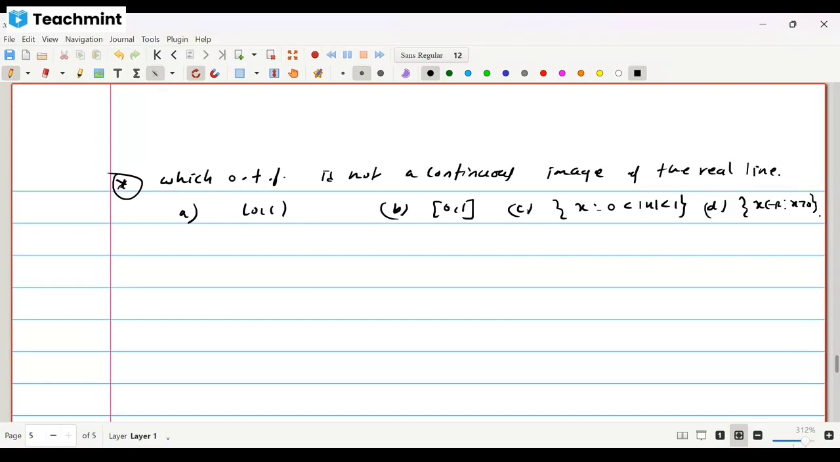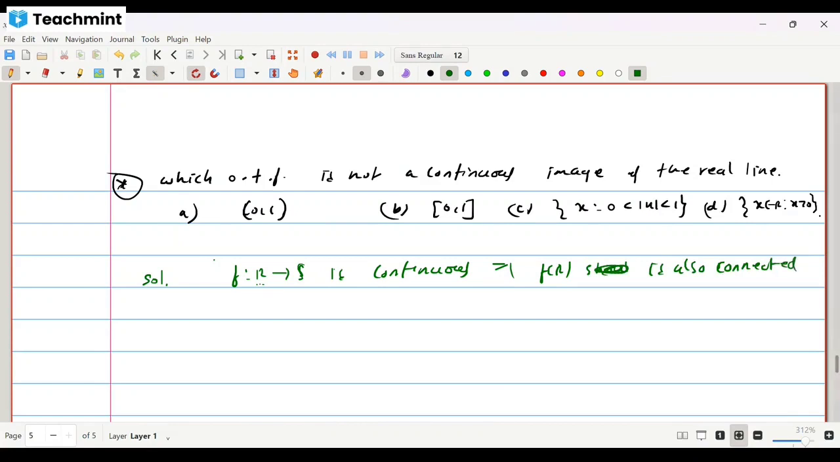Anyone please? This is an open interval. Hello?